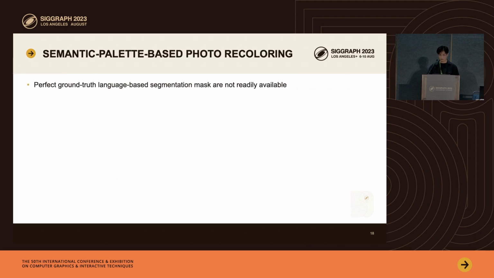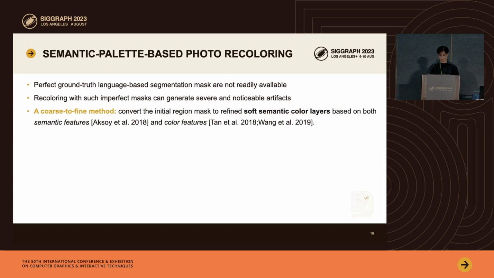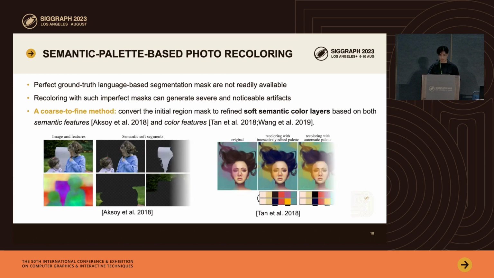As perfect ground truth language-based segmentation masks are not readily available, simply relying on deep neural networks to predict the region for recoloring can generate severe artifacts. We thus propose a coarse-to-fine method that converts the initial region mask into refined soft semantic color layers, which leverage both semantic features and color features.